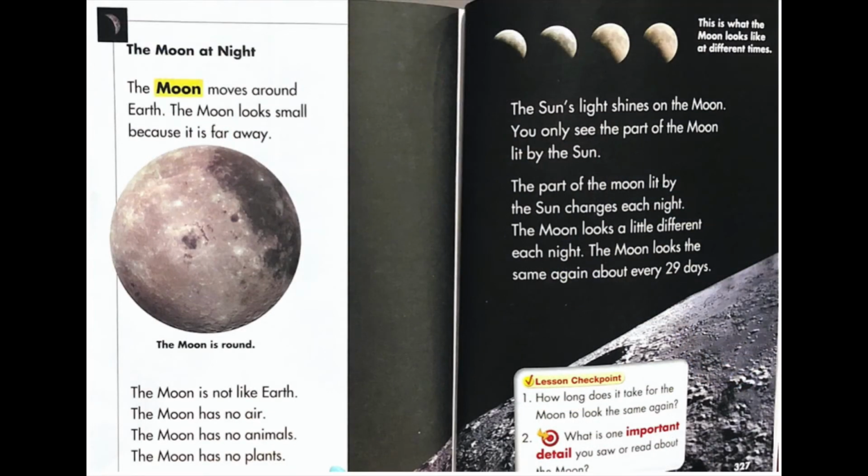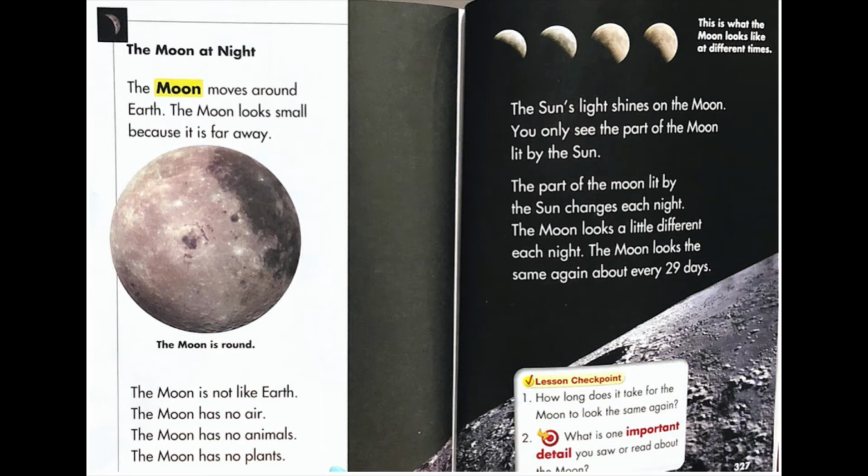So here we're going to talk a little bit about the moon. Let's see if some of your moon facts that you wrote about in your little story are true. Or maybe they're not so true. Here it says the moon moves around the Earth. So the moon is what moves, okay? The moon looks small because it is far away. Just like our stars, we're so far away from it that it looks so small. The moon is round, which we know. It kind of looks like a massive gray ball.